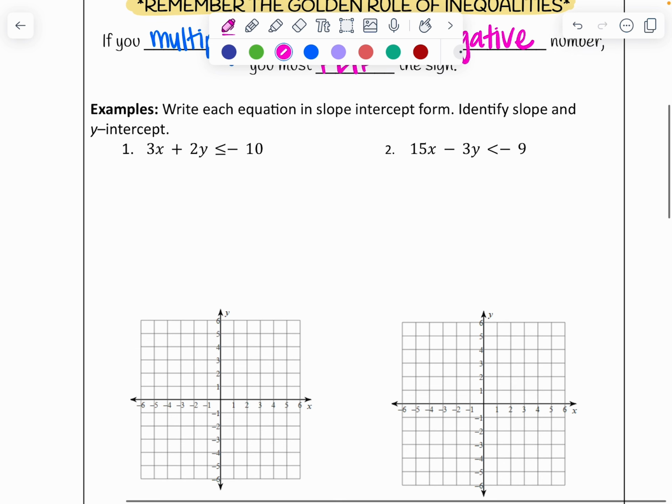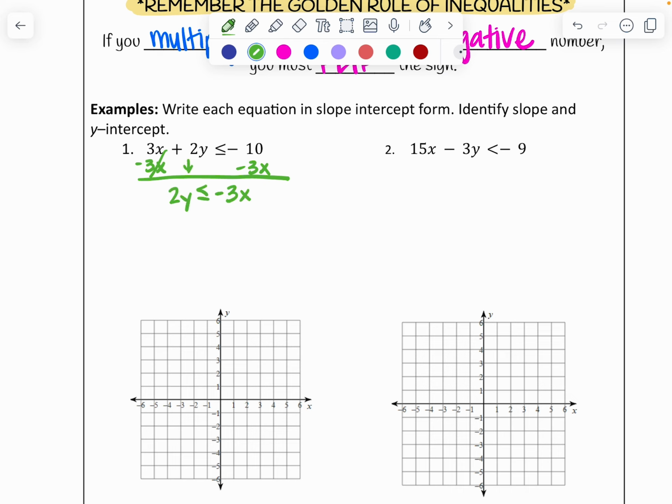So here we're given 3x plus 2y is less than or equal to negative 10. That's given in standard form. We need to convert it so that y is by itself on one side. So first, the inverse operation would be to subtract 3x. Now we have 2y is less than or equal to negative 3x minus 10. And then divide each term by 2. So now we have y is less than or equal to negative 3 over 2x minus 5.